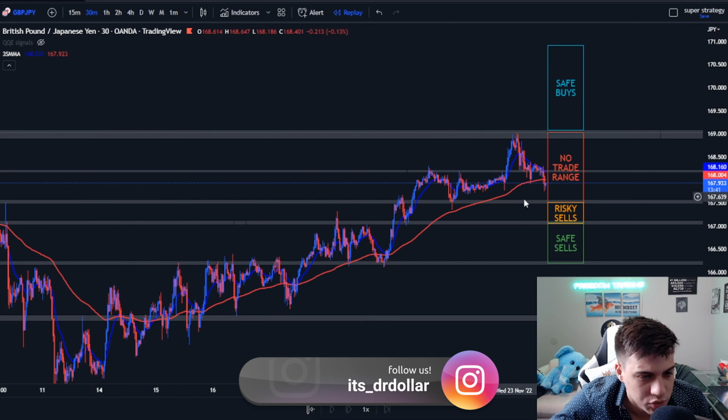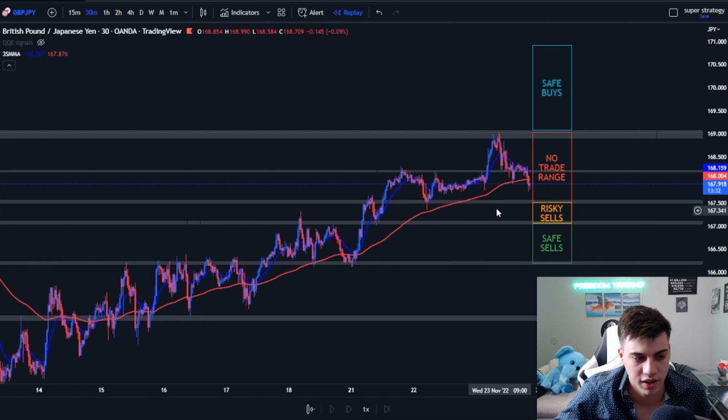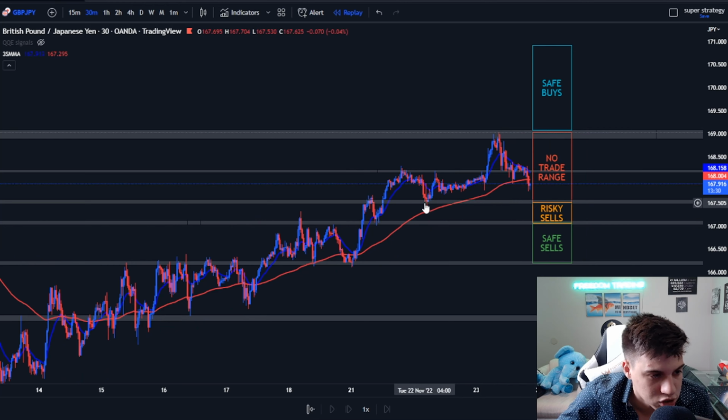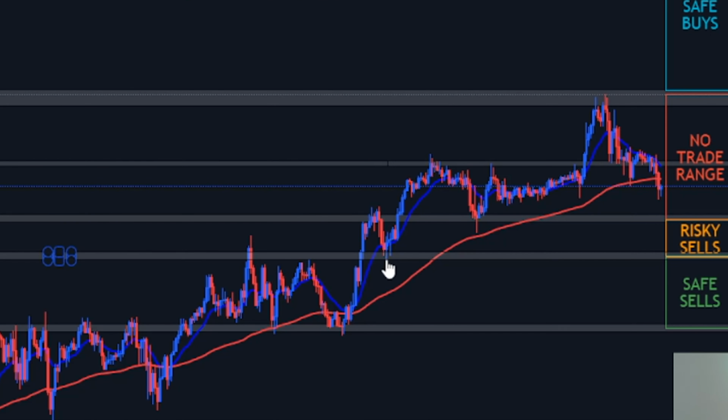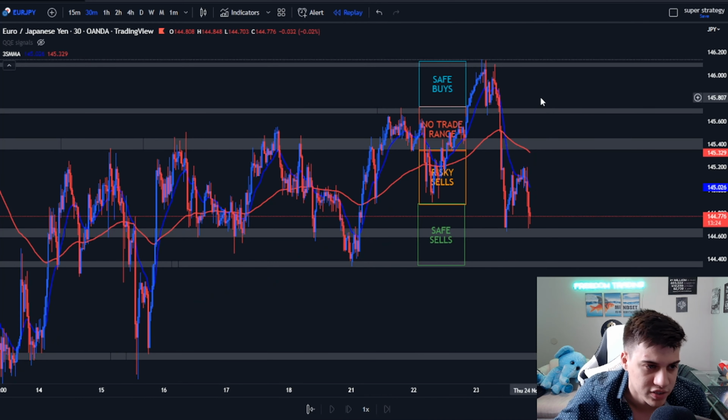Why would it be safe here? Because we'll be making market structure twice at this very level, which makes it a safe sell level, because we would have breaking market structure here, would have been breaking market structure there, so then clearly price can come down here. So let's do one more for you guys just so you can understand.